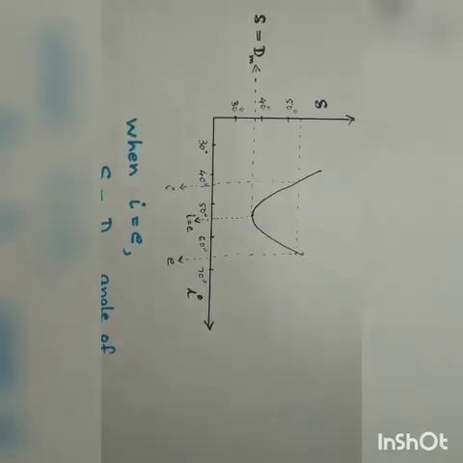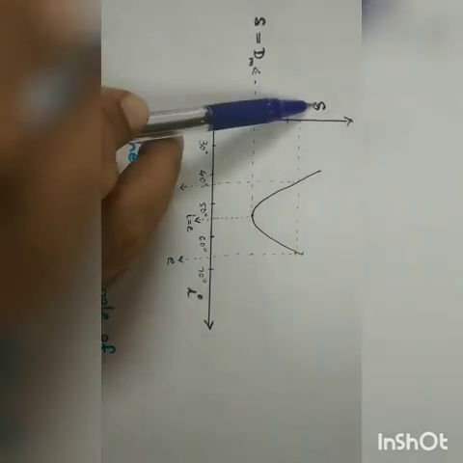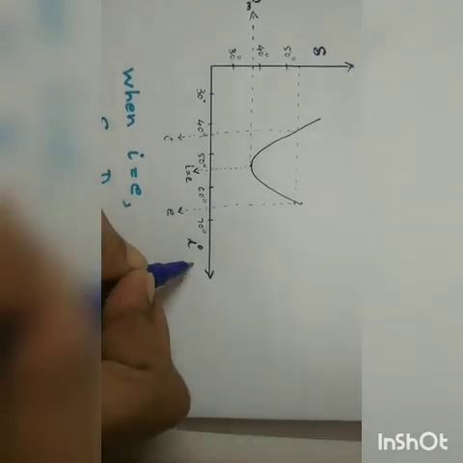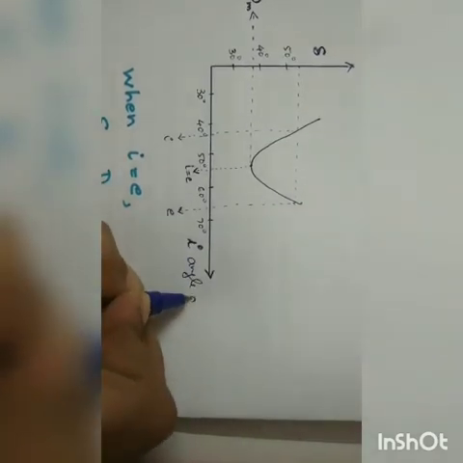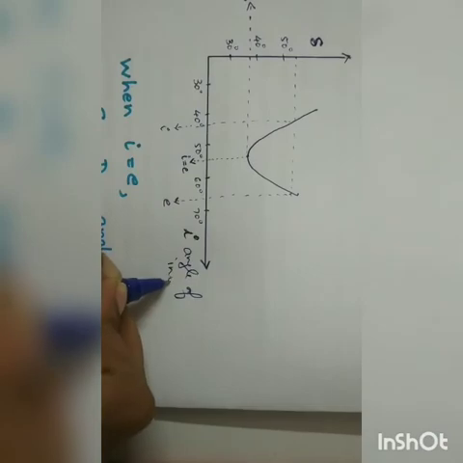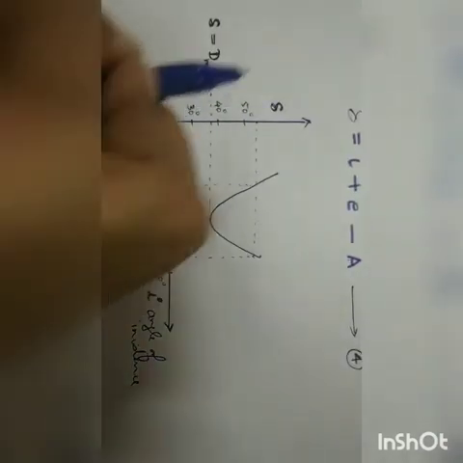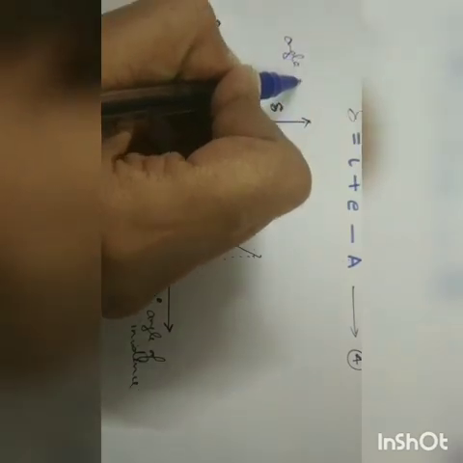Next I am drawing a graph between angle of deviation delta and angle of incidence I. So on the x-axis we have angle of incidence, and on the y-axis we have angle of deviation.